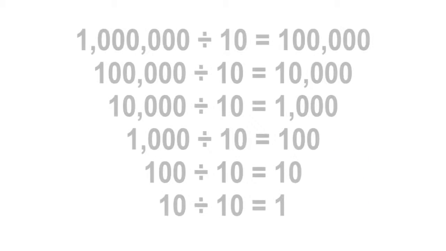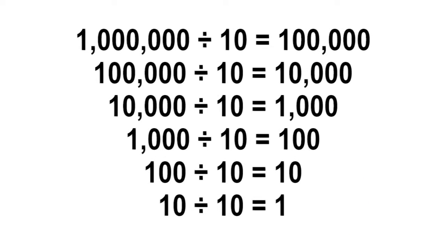When a number is divided by 10, it decreases one place value. 1 million divided by 10 is 100,000. 100,000 divided by 10 equals 10,000. 10,000 divided by 10 is 1,000. 1,000 divided by 10 equals 100. 100 divided by 10 is 10. And 10 divided by 10 equals 1. Notice that each time we divide by 10, we have one lower place value, from 100,000 to 10,000 to 1,000 to 100 to 10 and then to 1.